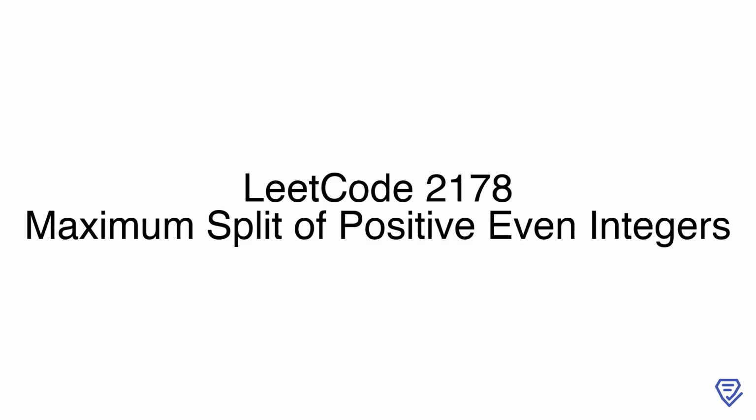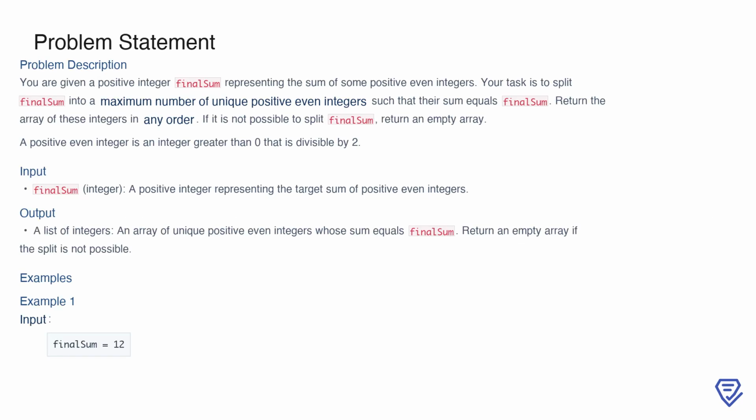Let's dive in. In this problem, we are given a positive integer called final sum, which represents the total sum we need to achieve using positive even integers. The goal is to split final sum into the maximum number of unique positive even integers such that their sum equals final sum. You can return these integers in any order, but if it's not possible to make the split, the output should be an empty array.